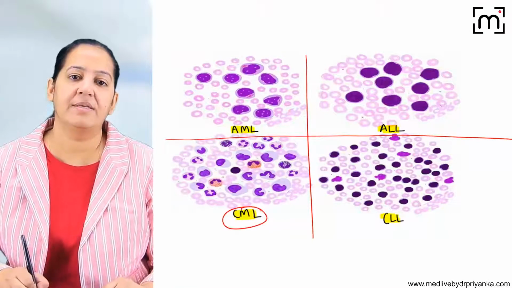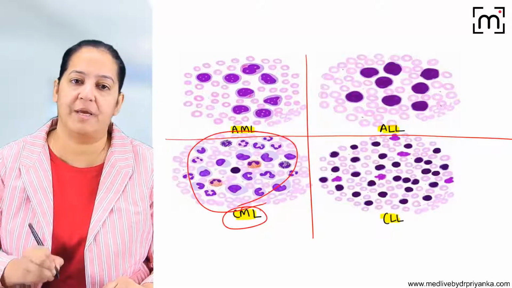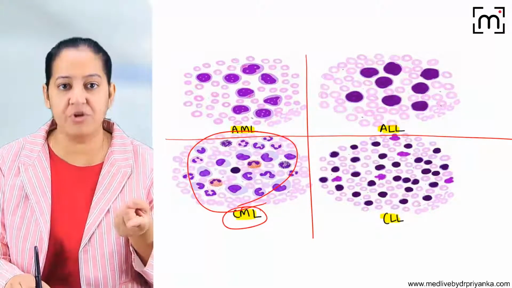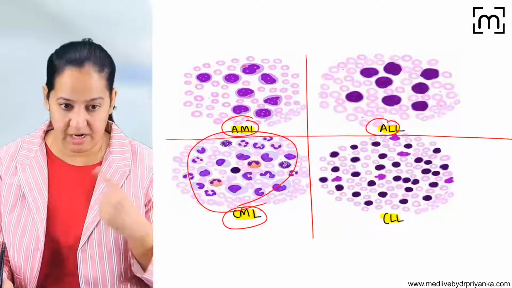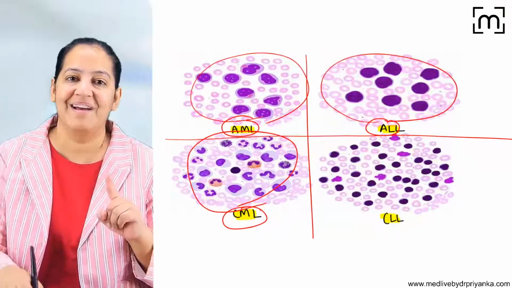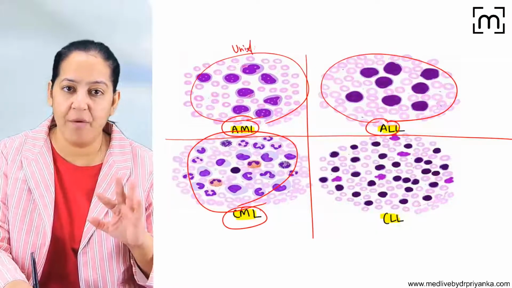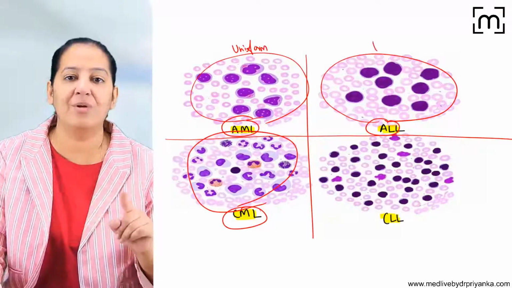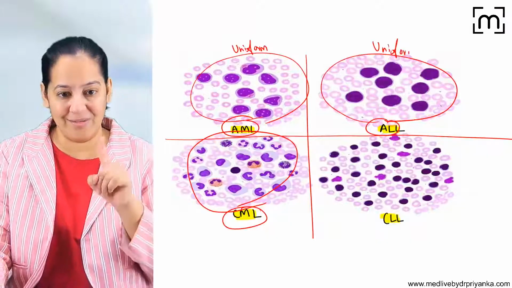In the CML you can see the garden party appearance. Appreciate all type of cells. Now after this, watch the video of AML and ALL. Just after this you will get here school uniform appearance. All the cells are same. Here also school uniform. In uniform everyone is same in the school. Here also school uniform appearance. You can see all the cells are same.